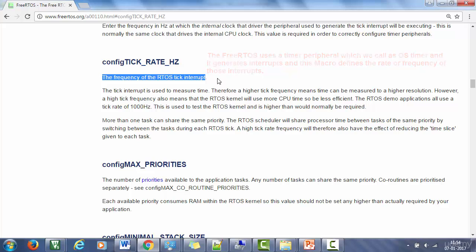So if the frequency is 1000 Hertz, then the RTOS tick interrupt will be generated every 1 millisecond. And if the tick rate hertz is equal to 250, then this kernel tick interrupt will happen with a resolution of 4 milliseconds, isn't it? So now the question is, why does the RTOS need these tick interrupts? Let's explore that in the next slide.